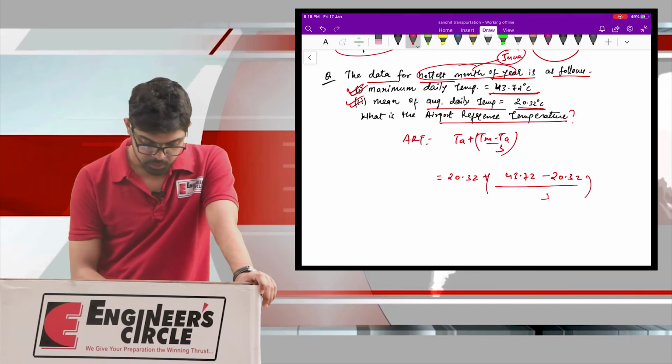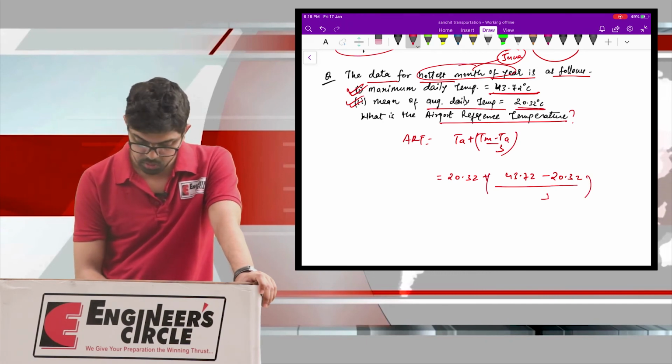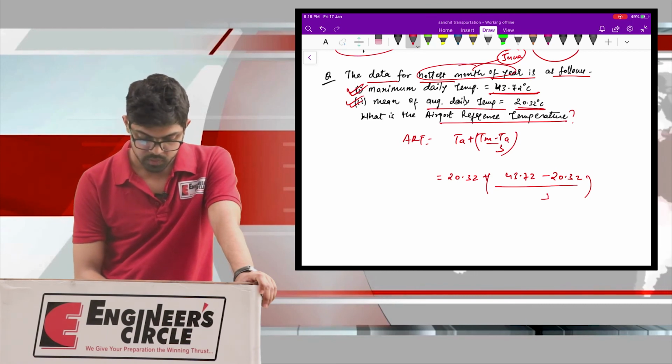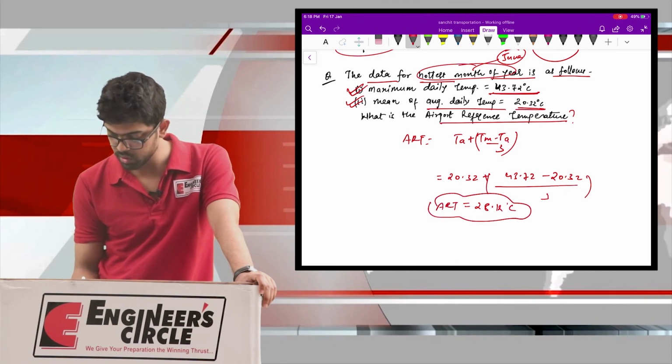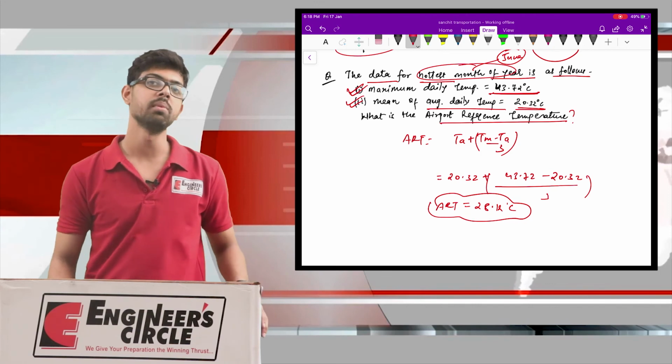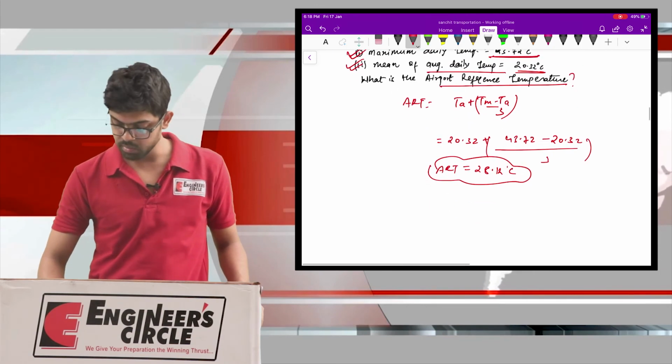Now I'm going to solve 43.72 minus 20.32 divided by 3 plus 20.32. The result I am getting is 21.12 degrees centigrade. So this is my airport reference temperature. In this way, a small numerical can be asked for the calculation of airport reference temperature.